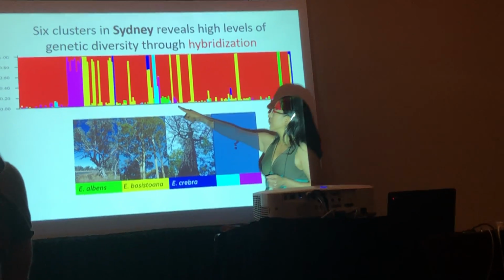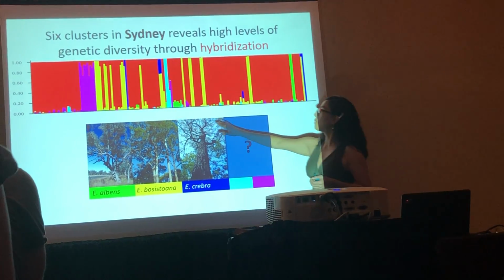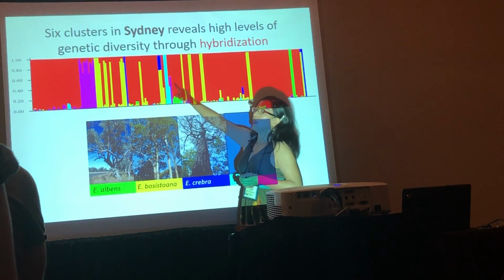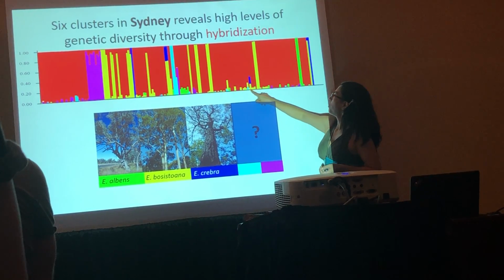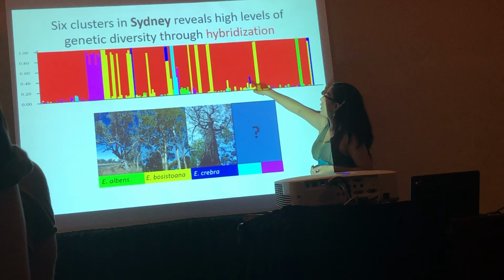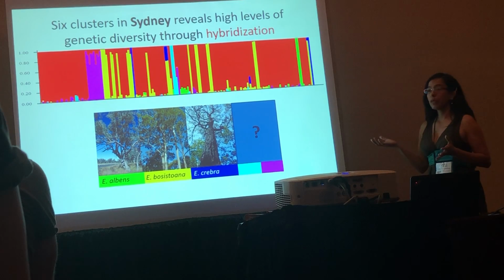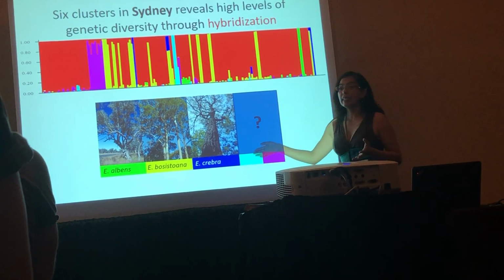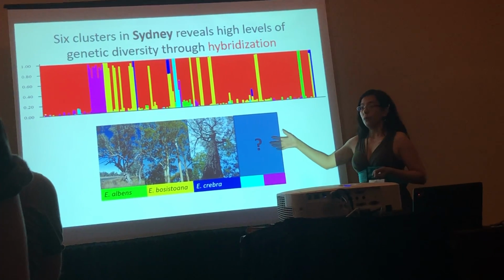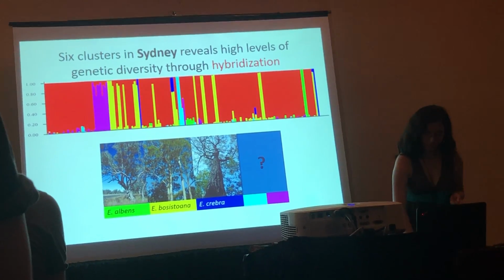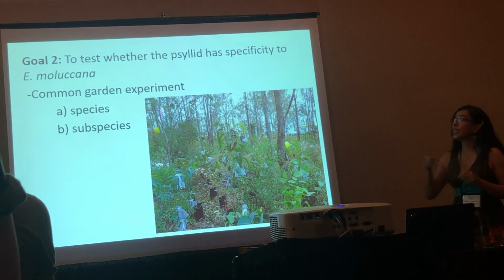For example, albens here or here, we have pure individuals of albens, and we have some individuals that share ancestry with moluccana and albens as well, and other individuals, or just one, I think, of moluccana, Crebra, and Bosistoana, and so on. But interestingly, it seems like we collected other individuals that have ancestry from other species that we don't know what they are.